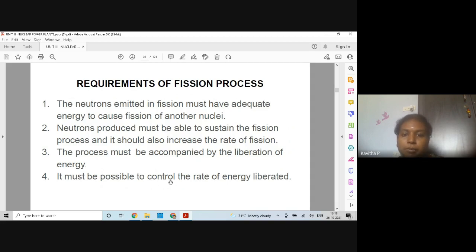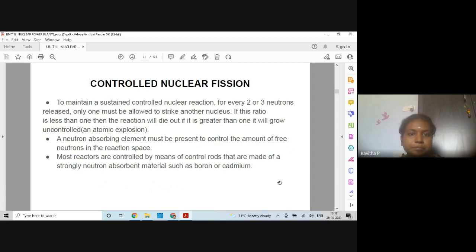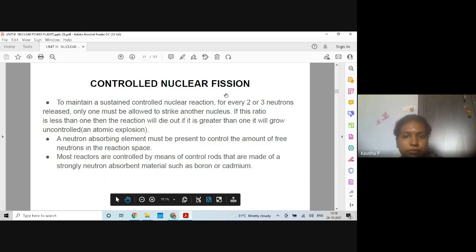And it must be possible to control the rate of energy liberated, which is done using the control rods. We reduce the number of free neutrons available in the nuclear reactor. So that is the controlled nuclear fission process.